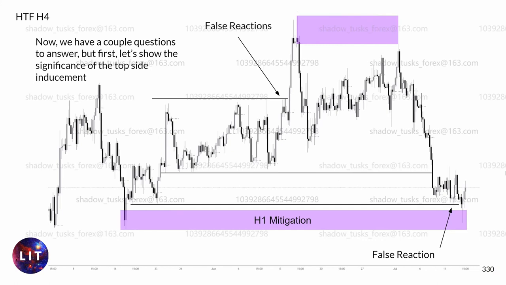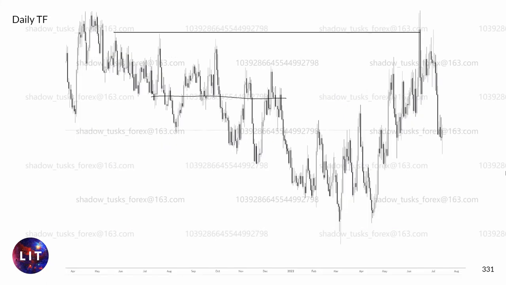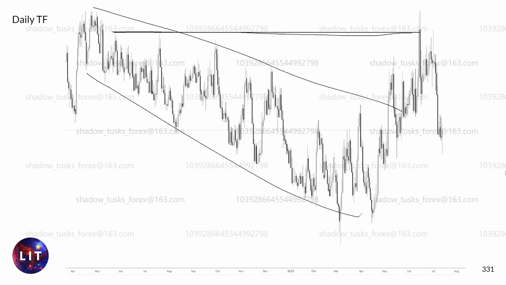But I want to show you the significance of the top side inducement. So let's have a look. It's not just these H4 equal highs. We have also induced all of this liquidity, all this channel liquidity been induced to the top side. These equal highs induced to the top side.